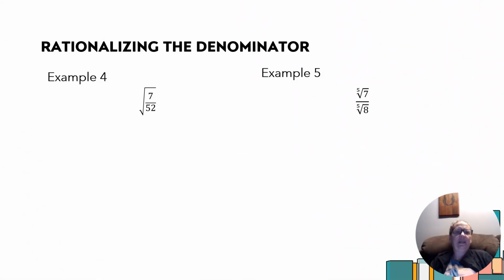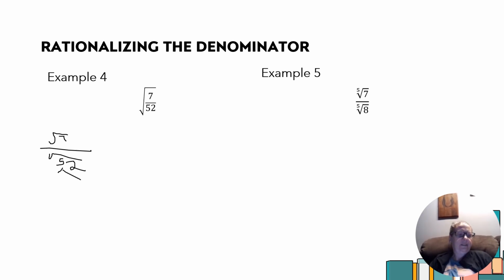Okay, now we'll move on to example 4. Example 4, we have a square root of a quotient. So we're going to separate that into the quotient of the individual square roots. So we have the square root of 7 over the square root of 52. Now, I could start by rationalizing, just multiplying the top and bottom by square root of 52. That is not the most efficient way to do it. The most efficient way is to simplify your square roots first and then rationalize last.